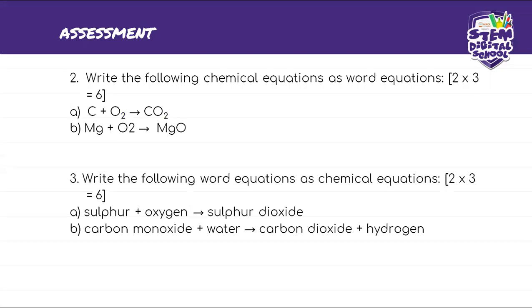Now write the following word equations as chemical equations. Yes, so we have them there. Right. So I give you time to do it, then we will discuss in the chat room. All right. So if you have any question, you might submit.